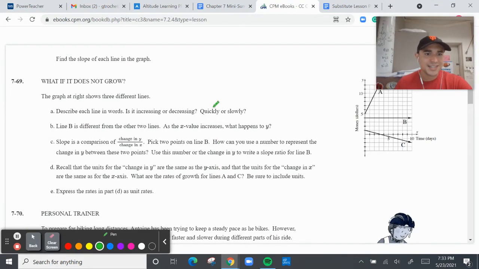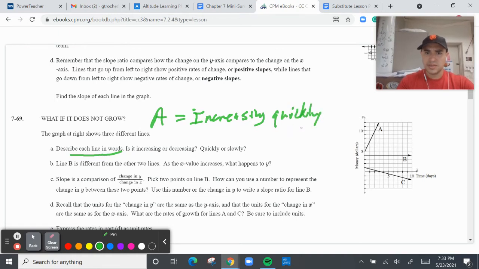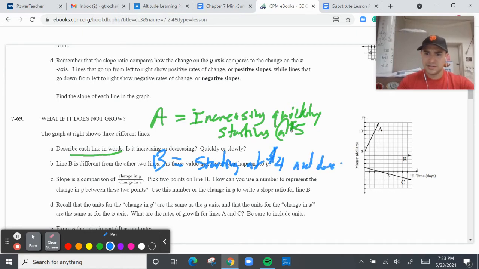7-69, what if it does not grow? Interesting. What happens if it does not grow? Describe each line in words. All right, so A, is it increasing or decreasing? Increasing. Increasing quickly, starting at $5. Let's go for B. Let's use blue. B is starting at $4 and doesn't increase or decrease.